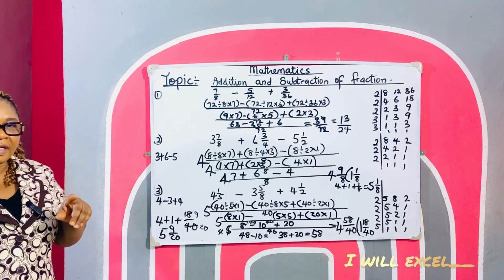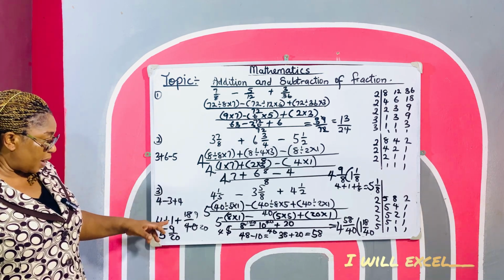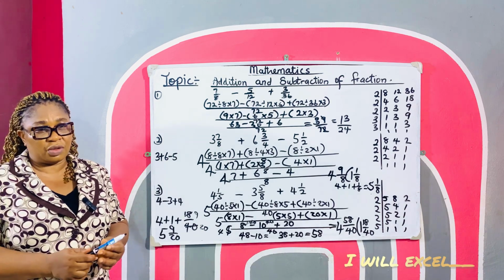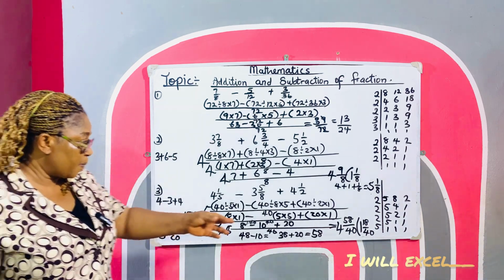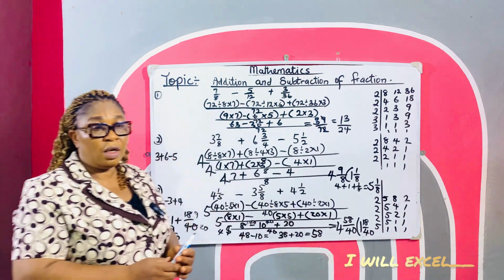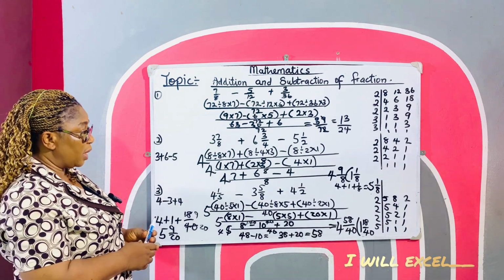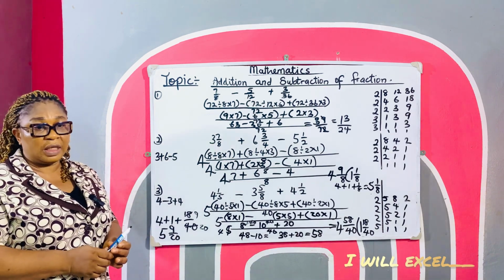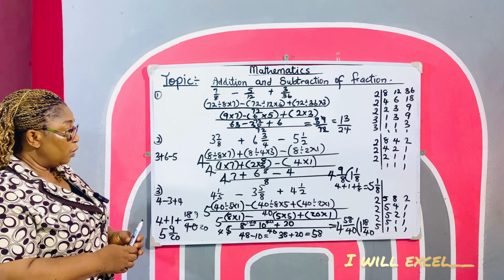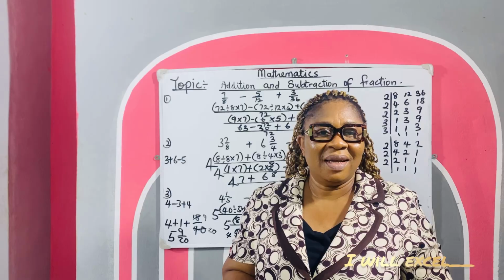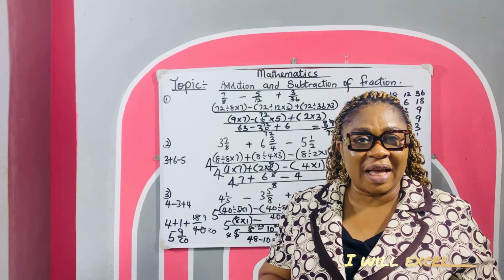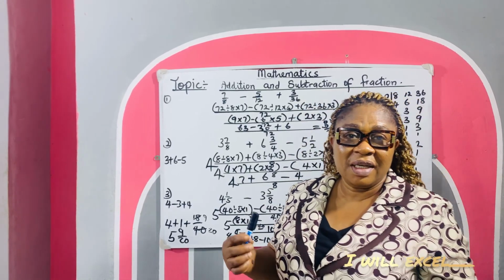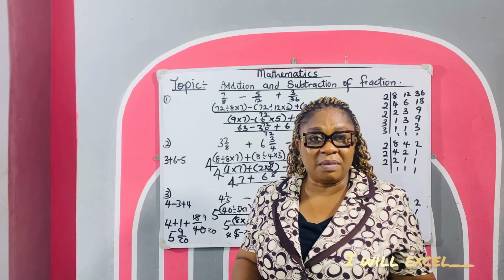The final answer is 5 whole number 9 over 20. That's what you're going to see in the option. If you stop there, you're not going to see the answer in the option. You must reduce it to its lowest term so that you make sure you see the answer and also to get your mark.